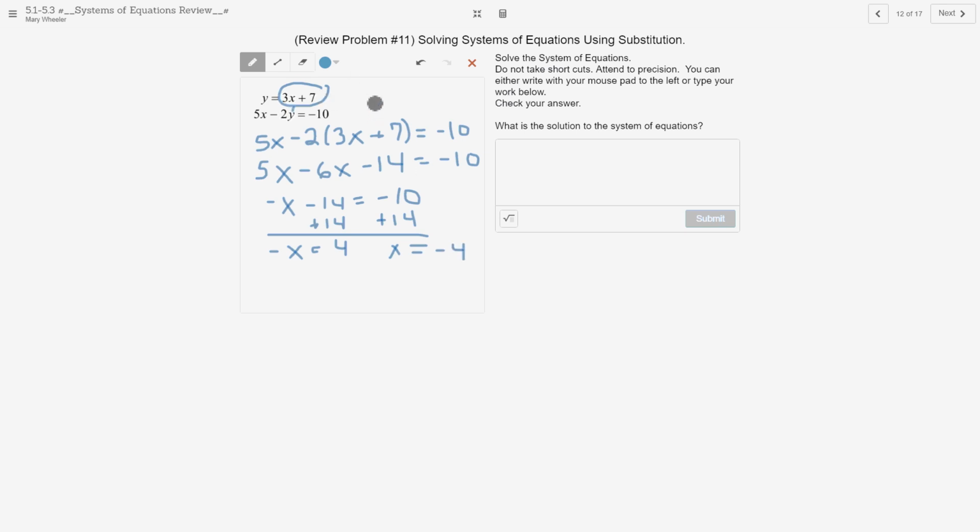Now I need to find the y. 3 times negative 4 plus 7. That's going to give me negative 5. So my solution is x equals negative 4, y equals negative 5.